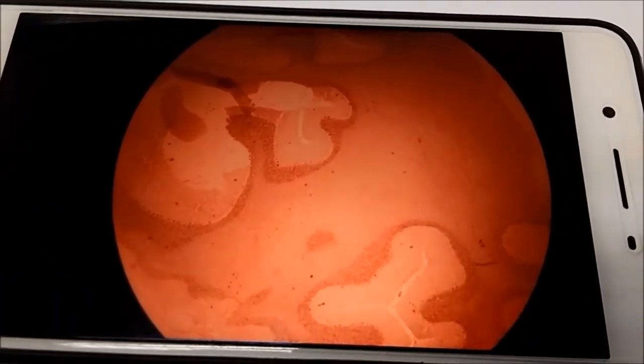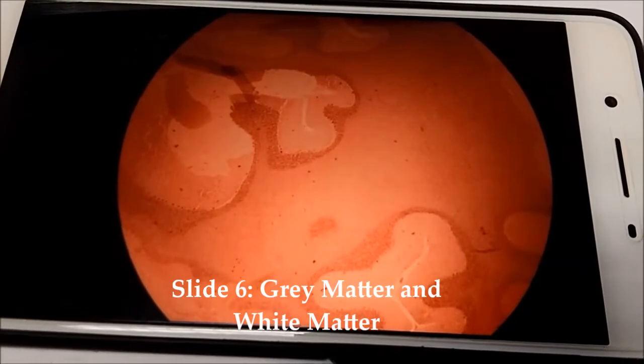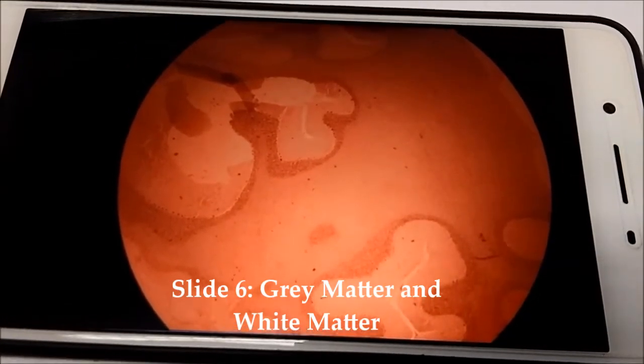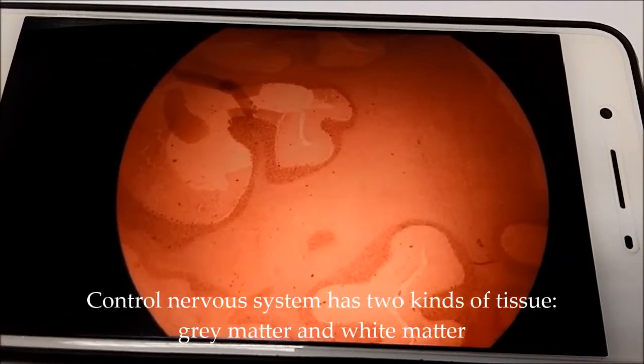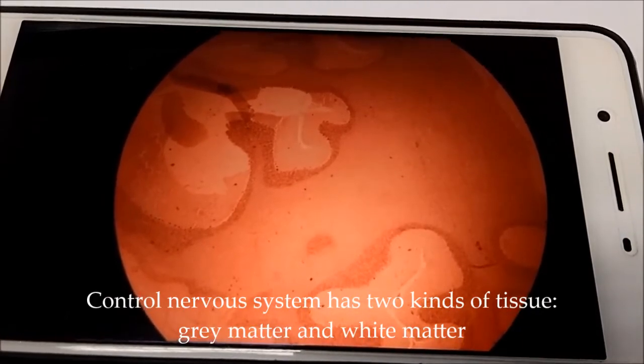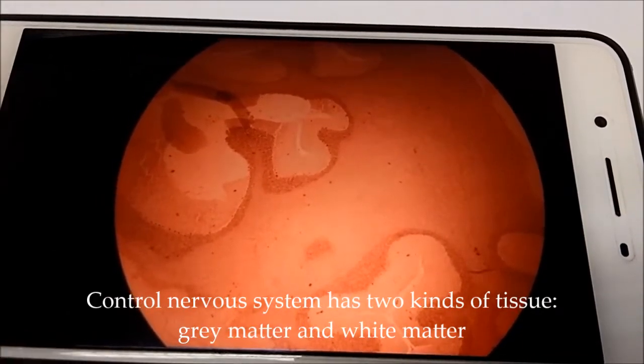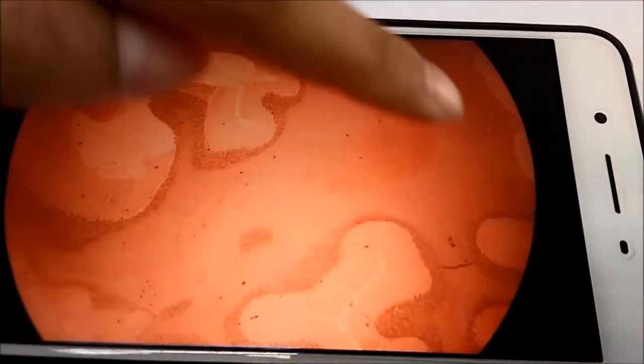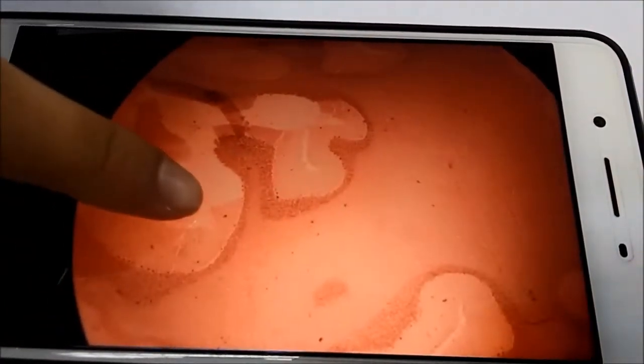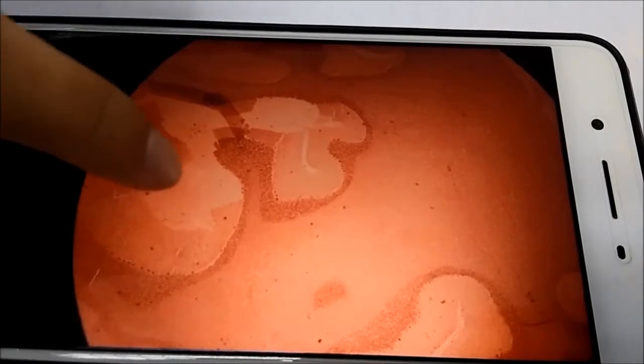Okay, the next slide is grey matter and white matter. In the central nervous system, there are two kinds of tissue, grey matter and white matter. Here, the grey part is the grey matter, and other than the grey part, what you can see here as white is the white matter.